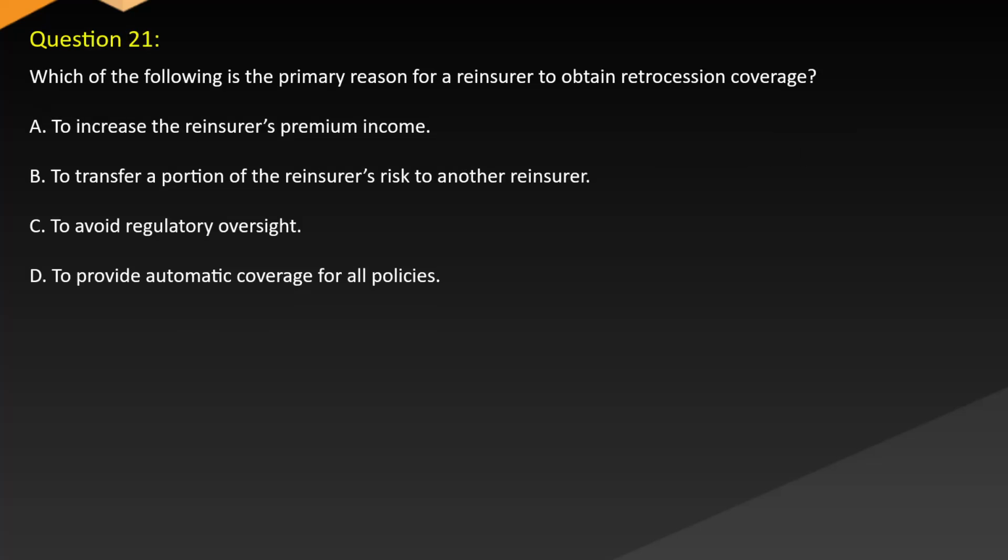Question 21. Which of the following is the primary reason for a reinsurer to obtain retrocession coverage? A. To increase the reinsurer's premium income. B. To transfer a portion of the reinsurer's risk to another reinsurer. C. To avoid regulatory oversight. D. To provide automatic coverage for all policies.